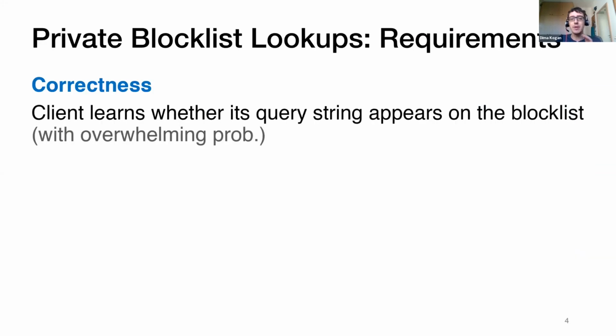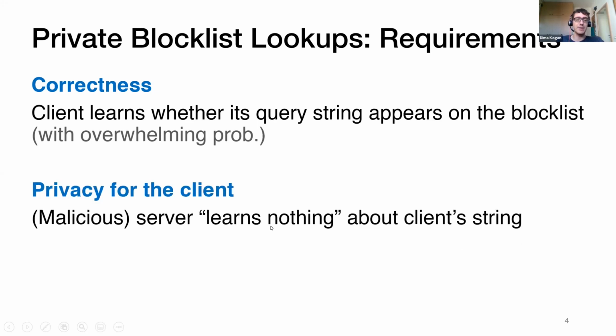So let me just be a little bit more formal about what the requirements of this private blocklist lookup problem are. The first requirement is correctness, meaning that an honest client interacting with an honest service provider should correctly learn whether the client's query appears on the block list. And this should happen either always or, let's say, with some overwhelmingly high probability, which is close to 1.